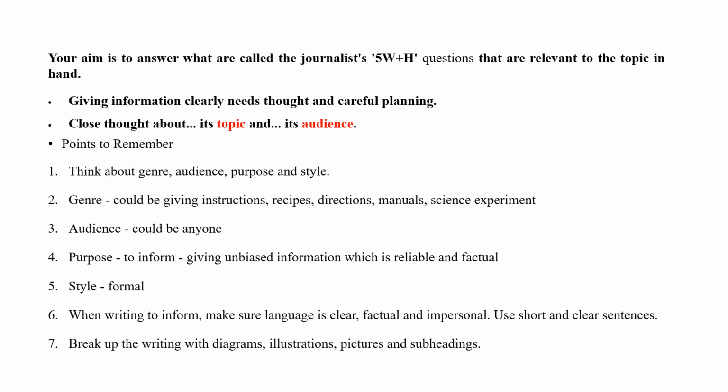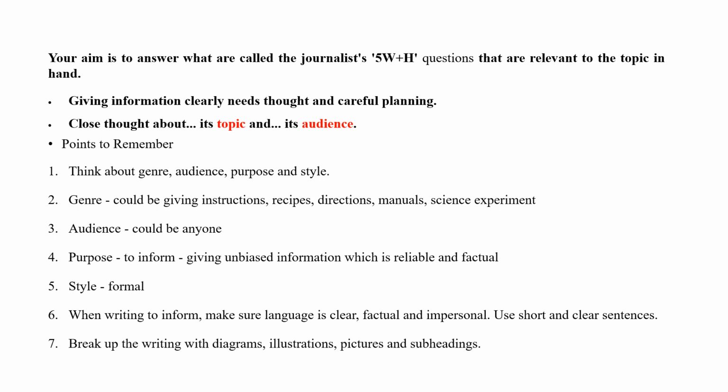Your aim is to answer what are called the journalist's 5W and 1H questions that are relevant to the topic in hand. Giving information clearly needs thought and careful planning. Close thought about its topics and its audience. Points to remember. Think about the genre, audience, purpose, and style. Genre could be giving instructions, recipe, direction, manual, science experiment, etc.